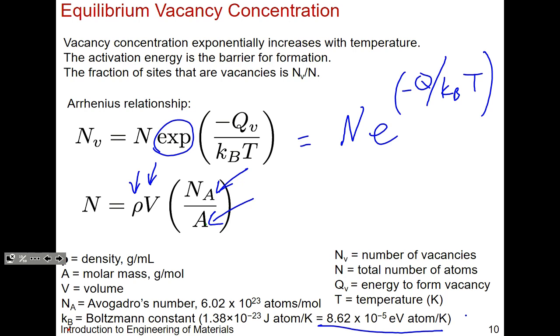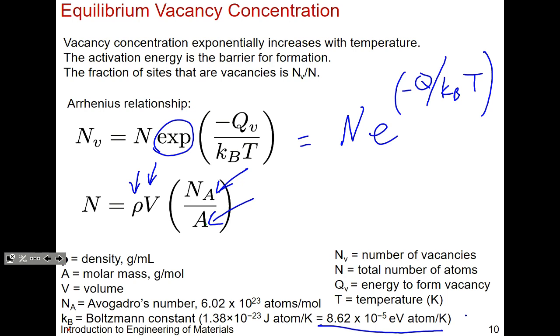So clearly, this is material specific, right? Different elements have different molar masses. Okay, and obviously they have different densities as well. So the number of sites that are available to you, or N, is going to change based on the material that you have. So we talk about nickel, we talk about copper, different densities, different molar masses, different total number of sites.